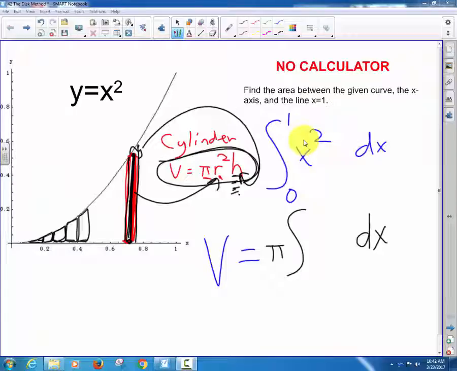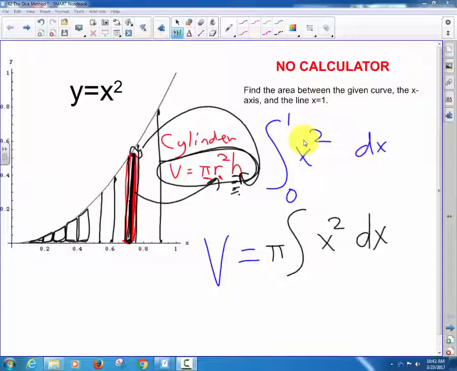Remember, the radius is how tall it is from the x-axis up to the curve. That's our radius. What's a formula that tells us how to figure out what that radius is every time? It's just x squared.